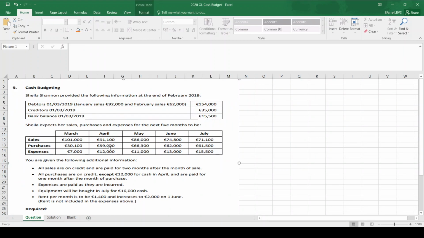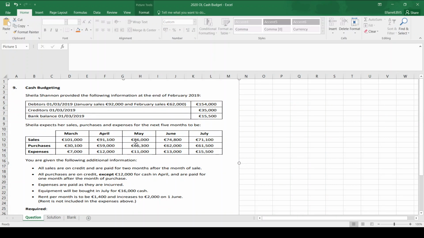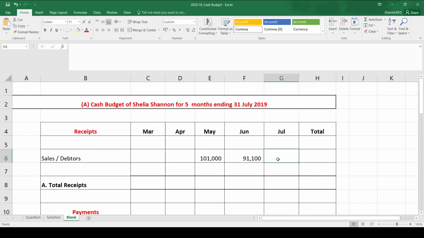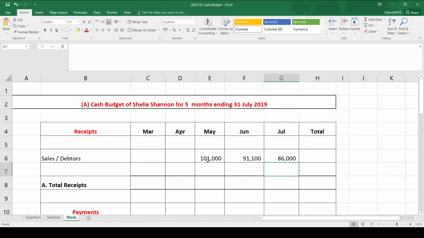April's sales, I will receive the money in June, so 91,100 in June. May's sales I will receive in July, so the 86,000 I will get in July. And then June's I will get in August, but I'm not asked to do August. So I'm okay now from May to July. So how do I get March and April?